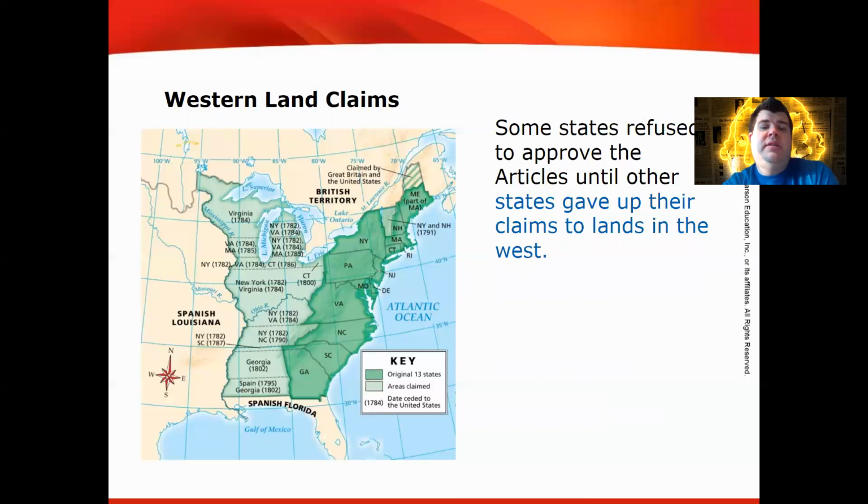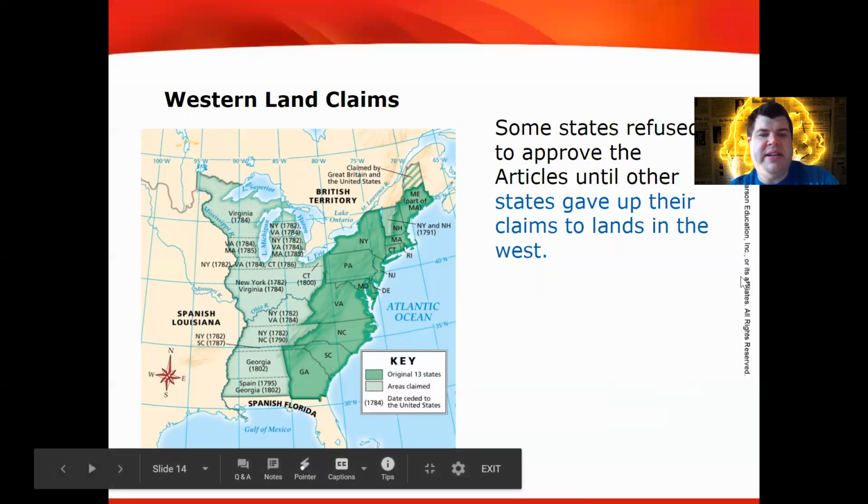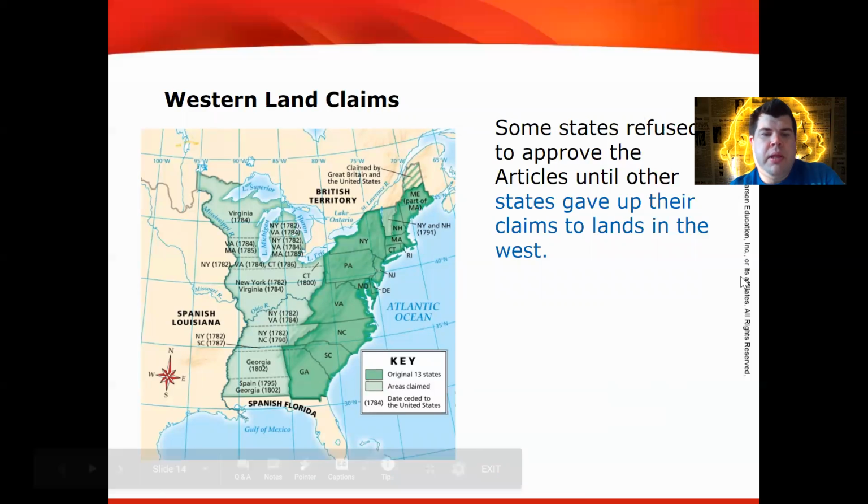Also, some of the states refused to approve the articles until other states gave up their claims to lands in the West. Some of these states had absurd claims. Little Connecticut here claimed that they owned this whole band of land clear to the Pacific Ocean, basically. They claimed that their charter gave them all of this. So the other states said, no, that's not happening. Let's make sure that we fix this before we go further.